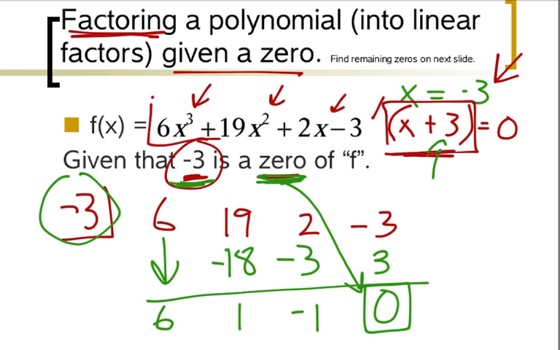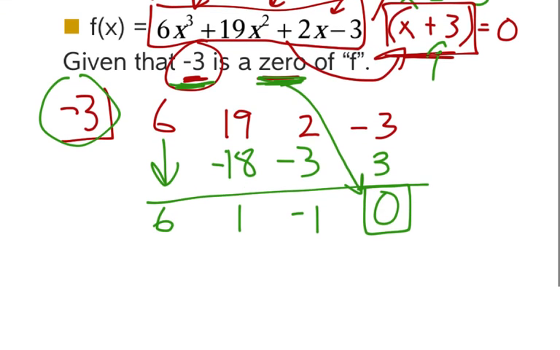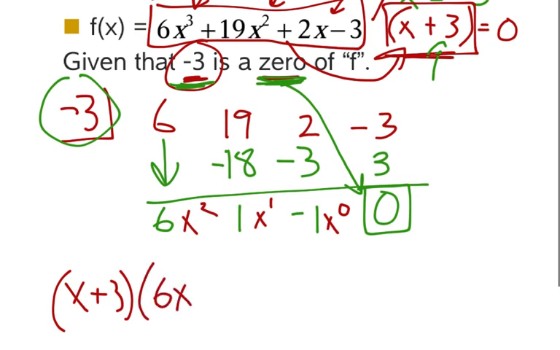So that means this original polynomial has a factor of x plus 3. I can write this as x plus 3 times, with the coefficients going as x to the 0 power, x to the first, x to the second: 6x squared plus x minus 1.